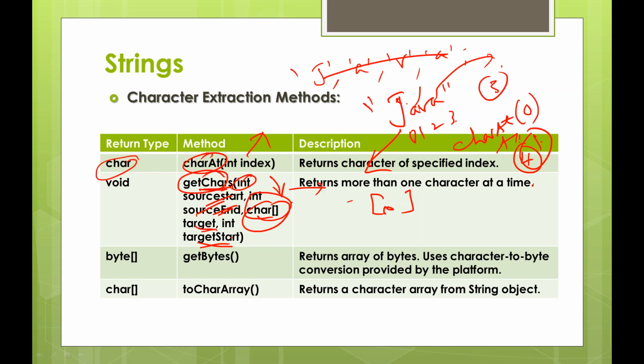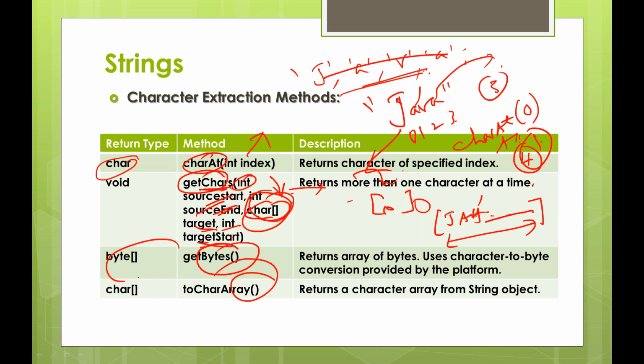Okay, you want to extract "Java", 4 characters, and put it here. So you can say this is the array, and the starting index is 0. It will have 10 positions, so you can store 10 characters in this, but it will store only 4 characters. The rest of them will be empty characters.